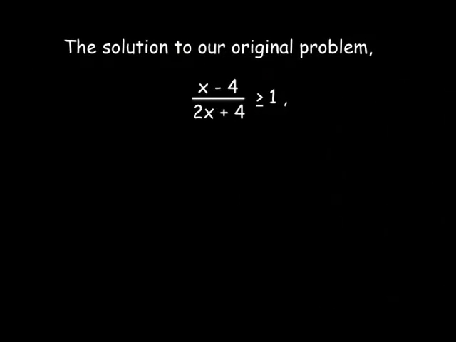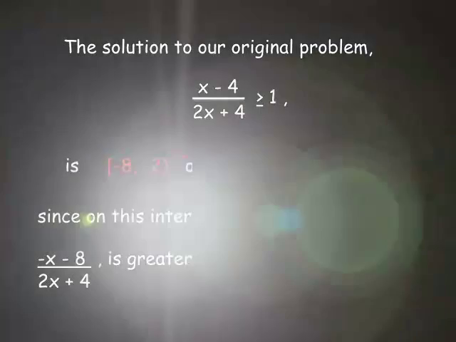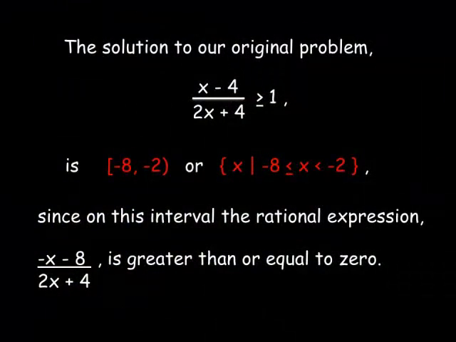The solution to our original problem, (x − 4)/(2x + 4) ≥ 1, is the interval from −8 to −2, closed at −8 only, or the set of x such that −8 ≤ x < −2, since on this interval the rational expression (−x − 8)/(2x + 4) is greater than or equal to 0.